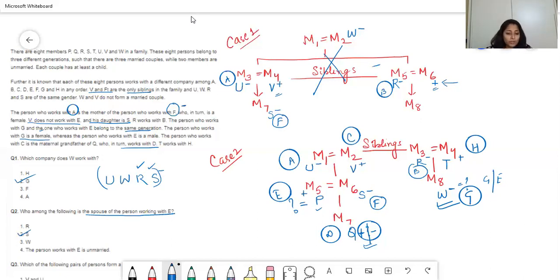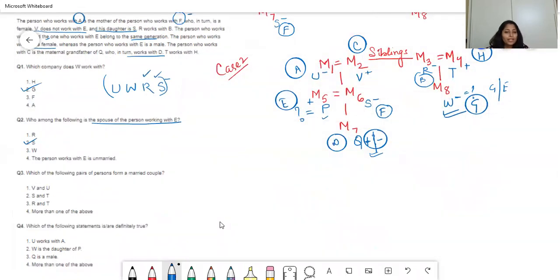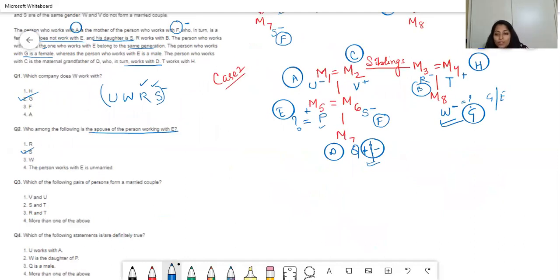Moving further, which of the following persons form a married couple? Let's see. V and U. Yes, V and U are married. S and T, no, that's not an option. R and T, yes, R and T are also married. So more than one of the above. Fourth option is the correct option.